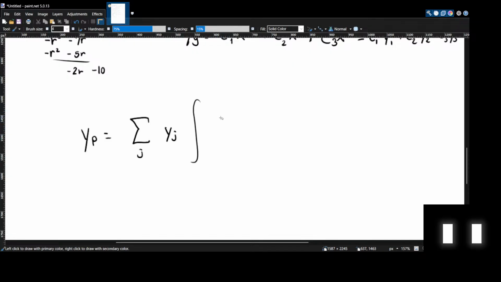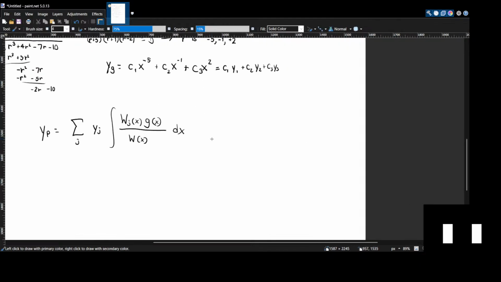All right, and this is how you can find it, if I remember correctly. Times g(x) and divided by the overall Wronskian. All right. So this is our solution. Now the question is, what does this mean? What does all of this mean?